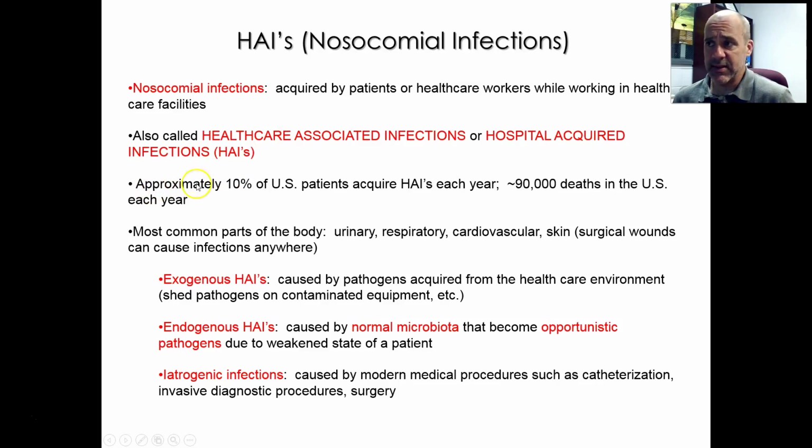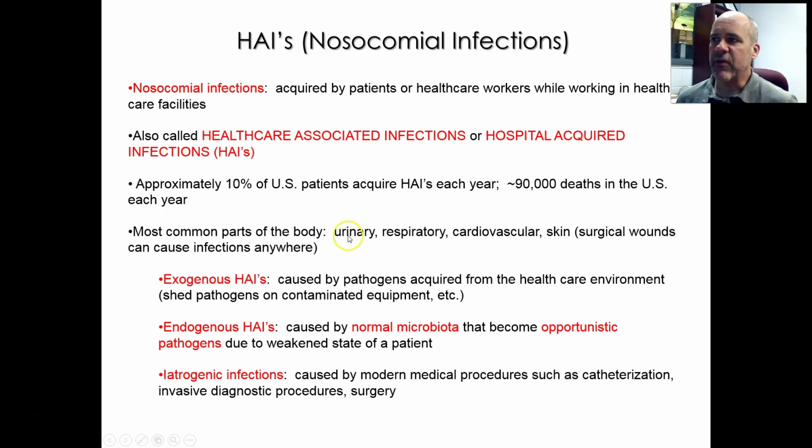So some kind of scary statistics here. About 10% of U.S. patients each year will acquire an HAI. That's pretty scary. So 1 in 10. And 90,000, sometimes you'll see this number closer to 100,000 deaths each year in the United States from healthcare acquired infections. That's pretty scary. 90,000 patients per year are dying of something that in all likelihood they didn't have to contract. And so it's really important that we do everything that we can to try to prevent the spread of these types of infections in the medical setting.